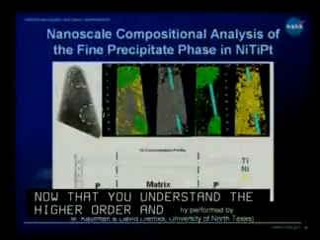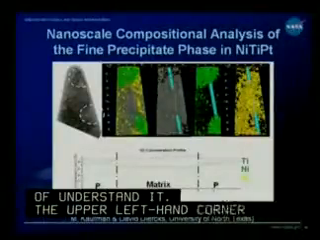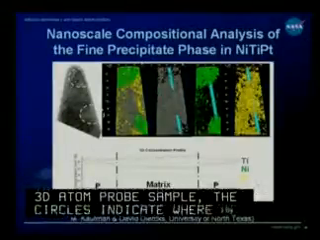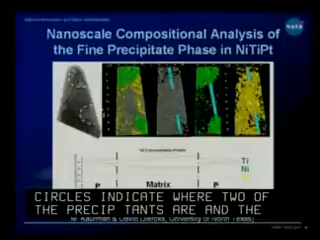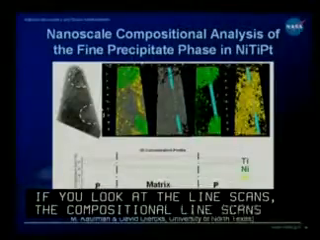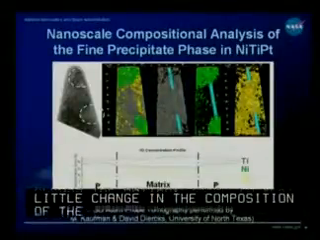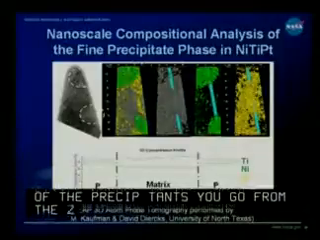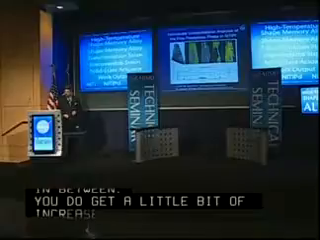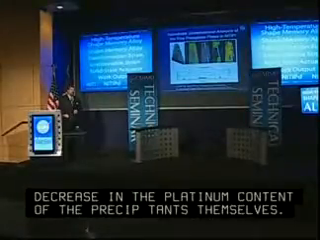In the upper left-hand corner is a 3D atom probe sample, an atom probe tip. The circles indicate where two of the precipitates are. The material in between is the matrix. If you look at the compositional line scans across the bottom, there's very little change in the composition of the precipitate as you go from the two precipitates to the matrix in between. You do get a little bit of increase in nickel and a little bit of decrease in the platinum content of the precipitates themselves.